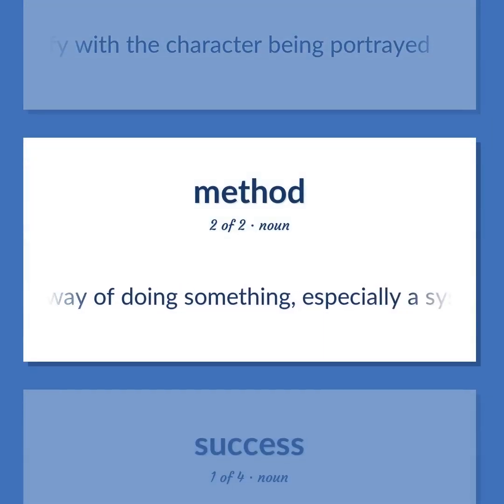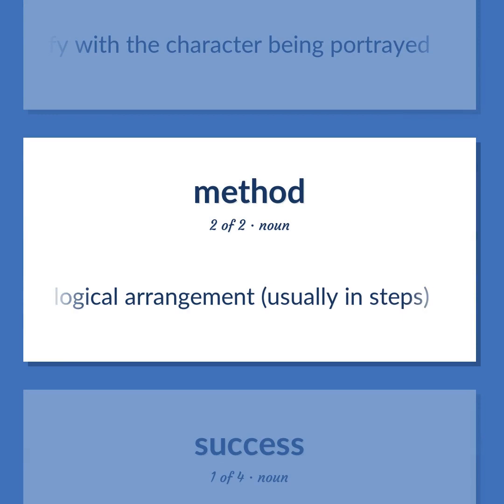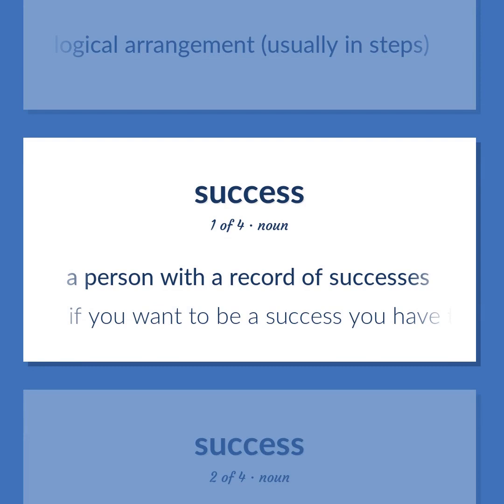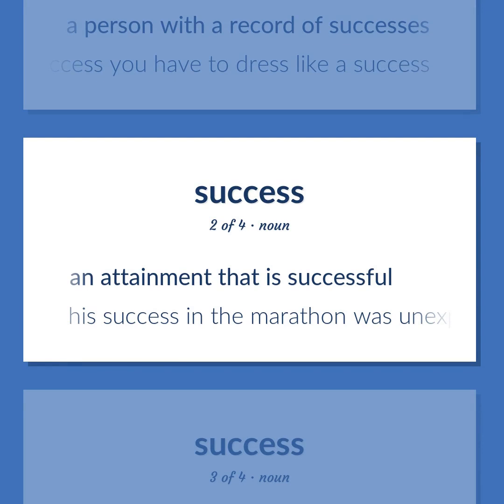A way of doing something, especially a systematic way, implies an orderly logical arrangement, usually in steps. A person with a record of successes. If you want to be a success, you have to dress like a success. An attainment that is successful. His success in the marathon was unexpected.